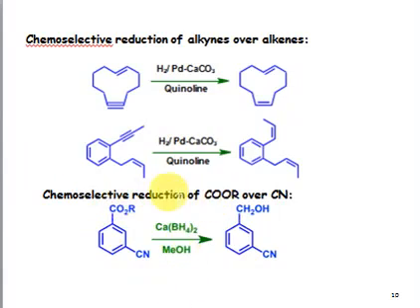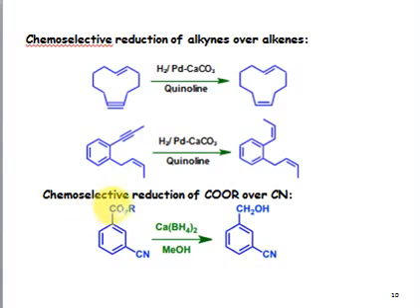Again, chemoselectivity. In this case we have two different functional groups. One functional group is an ester, and the other is a nitrile group. This CN bond is called nitrile. Both of these functional groups can be reduced. Ester can be reduced to alcohol, nitrile can be reduced into a methylamine group, CH2NH2. Here we prefer to reduce only the ester group, and we do not want to affect the cyano group or the nitrile group.